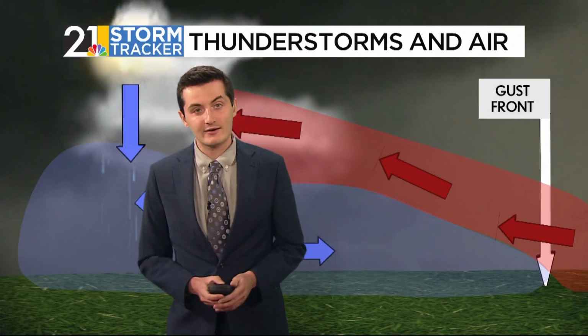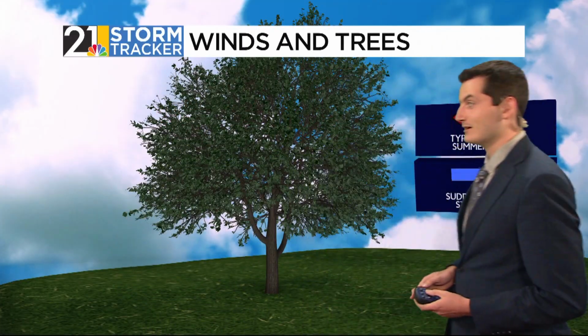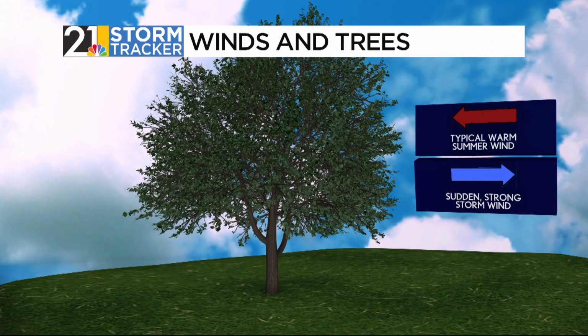So that is very interesting, and I'm going to play this out to see in real life what actually happens. So what you'll see is a tree right behind me, and I'll signify warm summer wind as that red arrow and some strong storminess wind from that blue arrow.